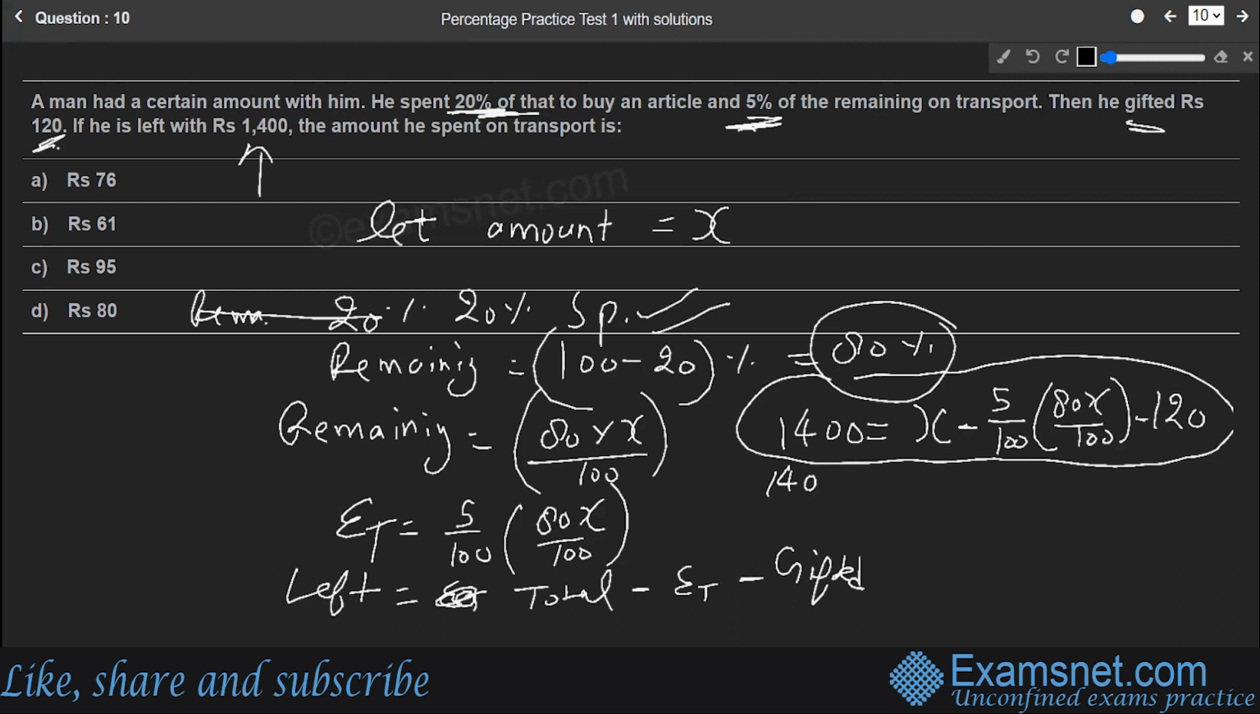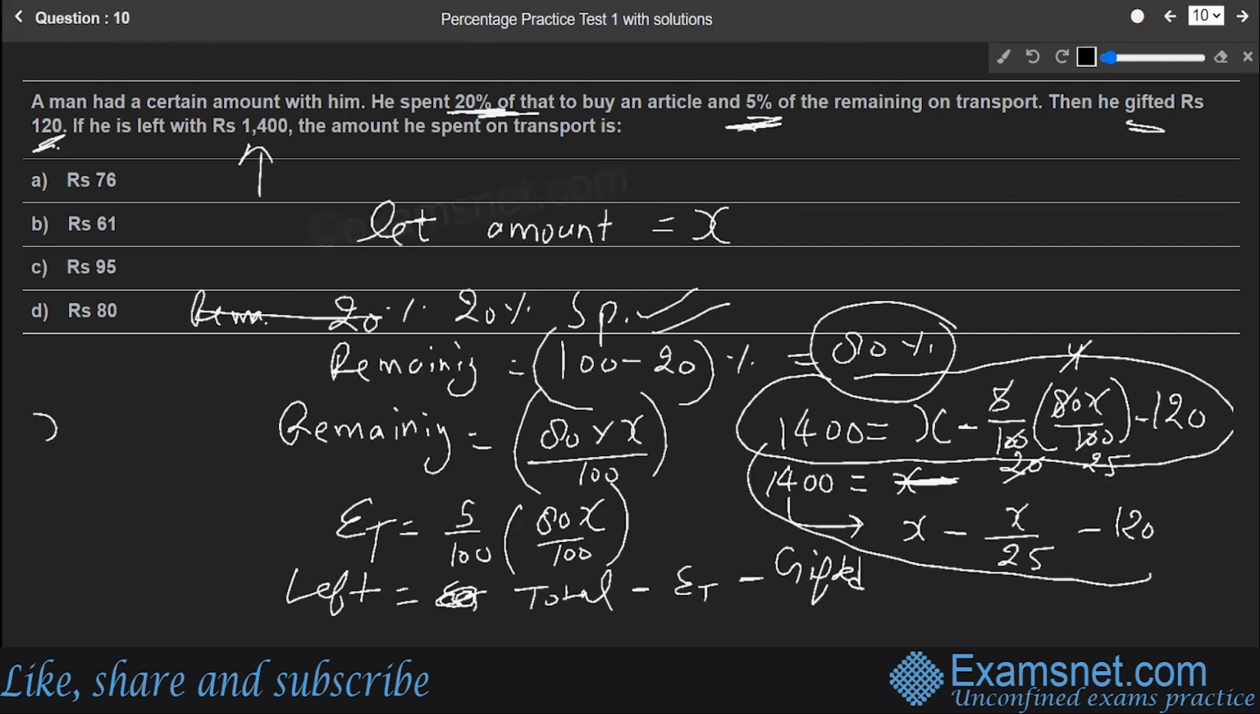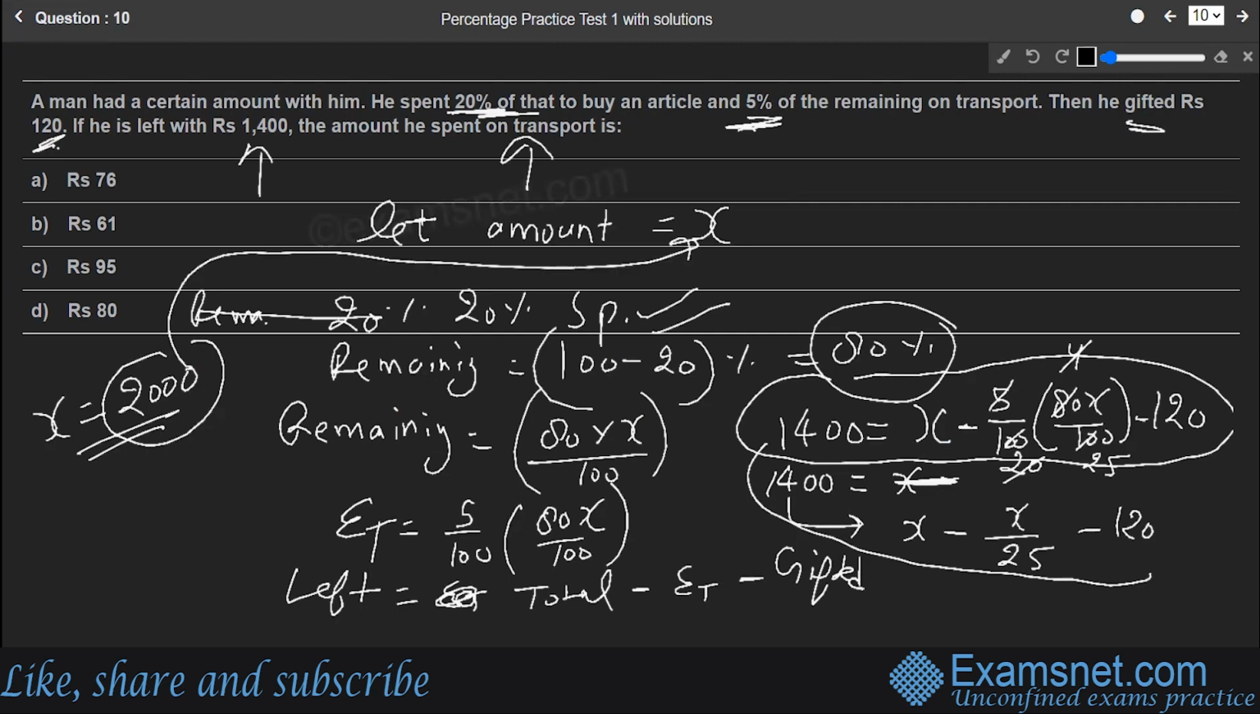So it's going to be 1400 is equal to x minus, we can cut 5 by 20, then 20 can cut this 80 by 4, and this 4 can cut this 100 by 25. So it is ultimately left as x minus x by 25 minus 120 is equal to 1400. If we solve this further, we can easily get x. The x value that is finally coming is rupees 2000. But what we are supposed to calculate is the amount he spent on transport. So the total amount has come as 2000, but he wants us to calculate the amount spent on transport.